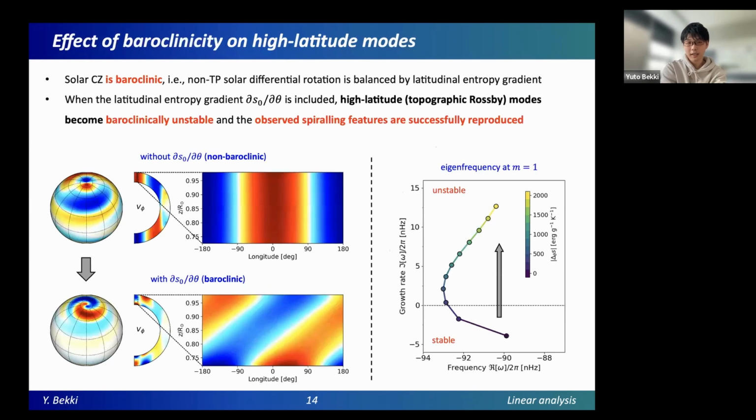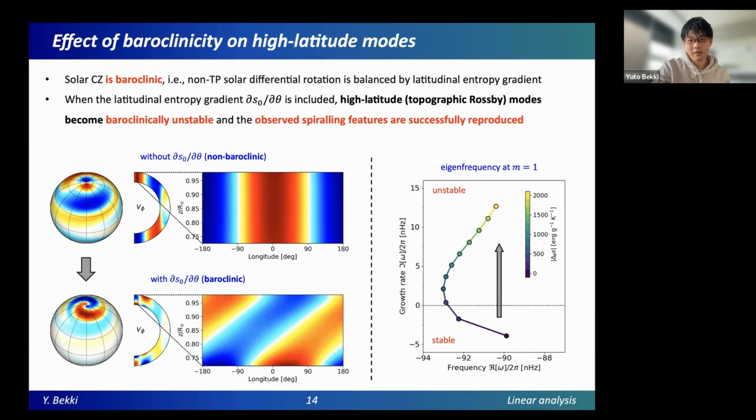All right, so next, let's talk about the high latitude modes, or topographic Rossby modes. They are very interesting because we found that they are very sensitive to the latitudinal entropy variation. But why do we need to care about this? The sun's differential rotation is known to deviate from what the Taylor-Proudman theorem expects.